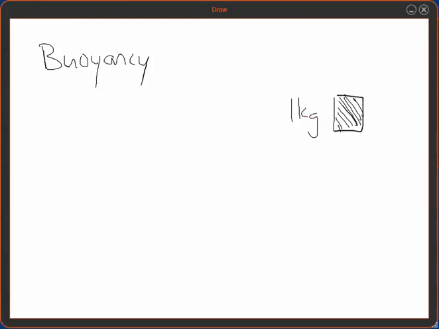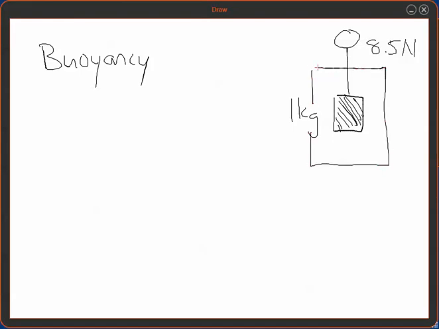Okay, so here's my solution to the problem that we did on buoyancy. The problem had a 1 kilogram mass suspended from a spring scale, and the scale read 8.5 newtons. Now we can tell right away that something else must be going on here because a 1 kilogram mass weighs 10 newtons, and indeed it was suspended in water.